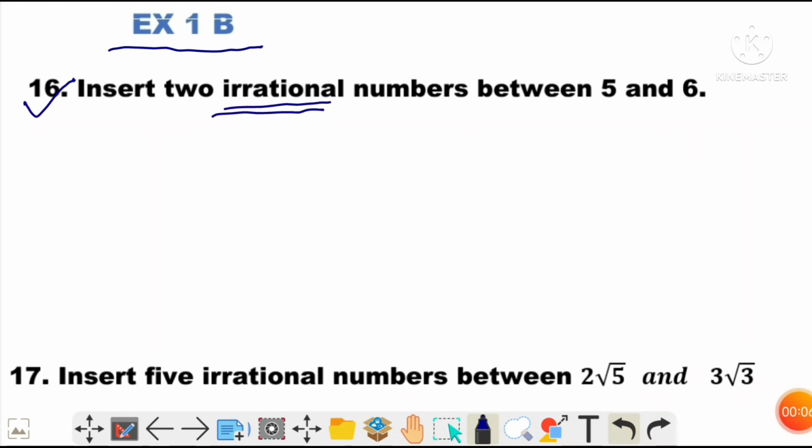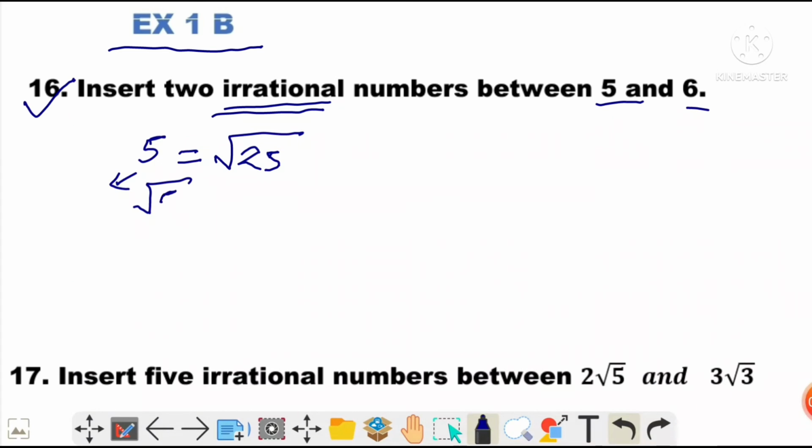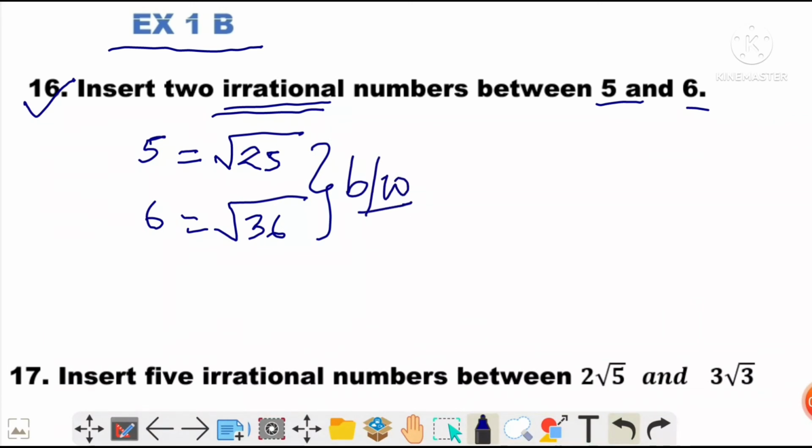Next, question number 16. Insert two irrational numbers between 5 and 6. We have to insert the two irrational numbers which lie between 5 and 6. So 5 we can write as root over 25. Why? Because square root means it has a pair of 5 inside. So we can write 5 as square root of 25. In the same way, 6 we can write as square root of 36. 6 sixes are 36.